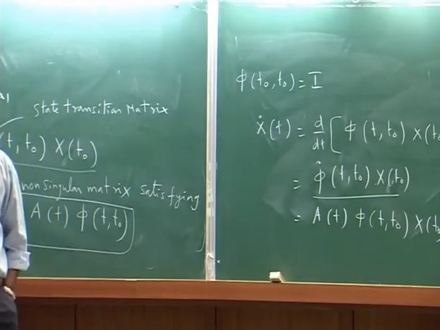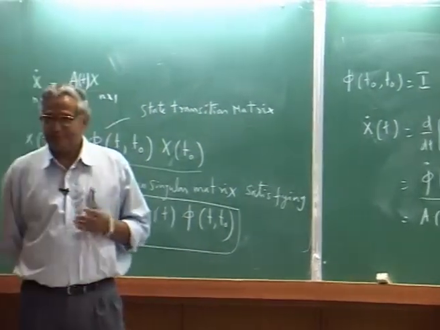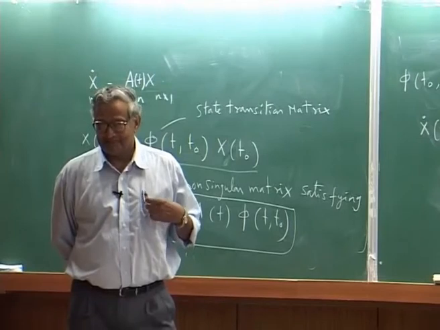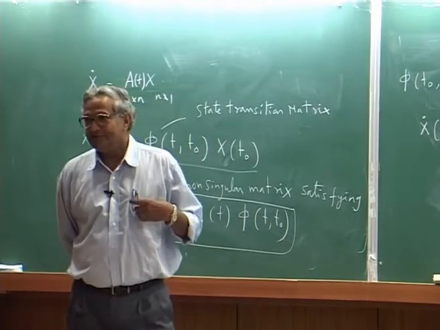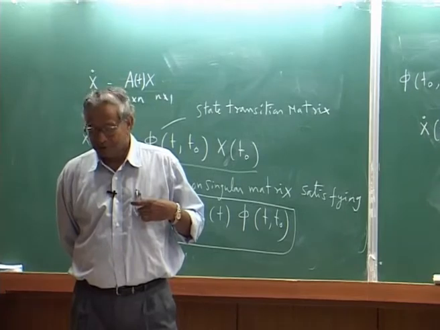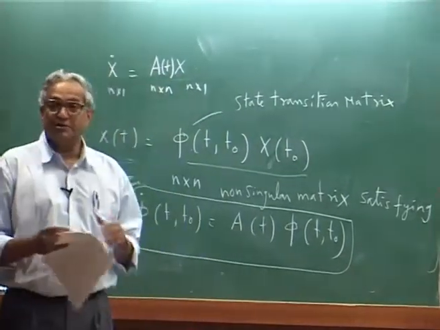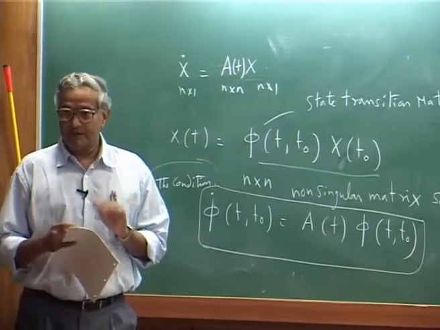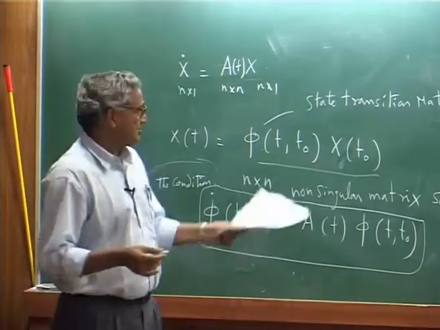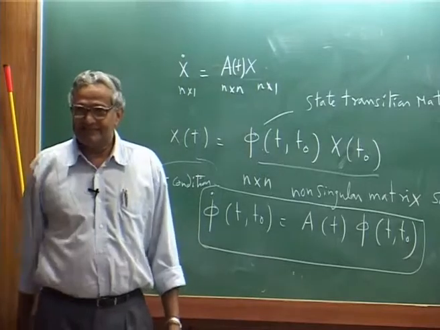Okay, now we set the condition, but how do we get it? There is no easy way to get it. You can't write it as a matrix exponential. Why can we not write it as a matrix exponential, like we wrote e power a t?